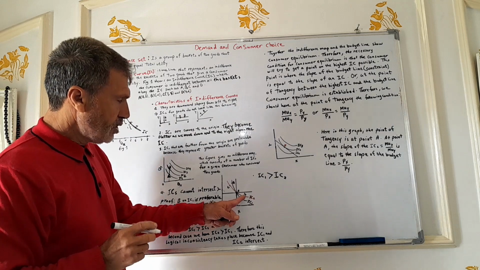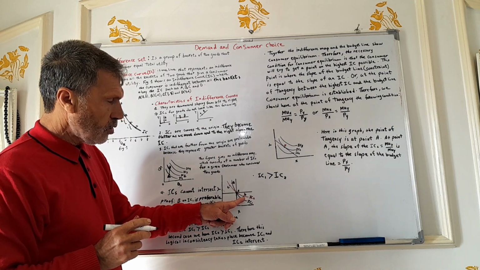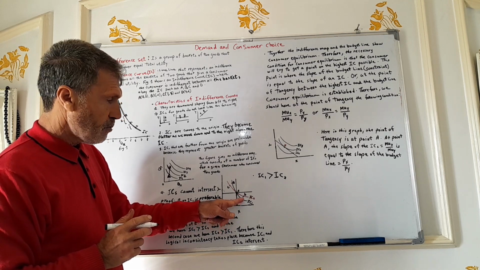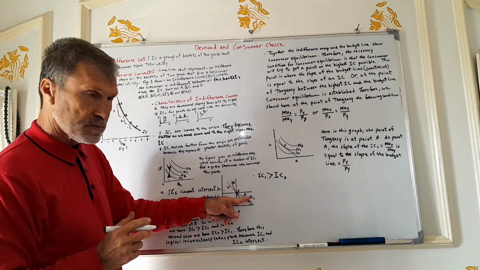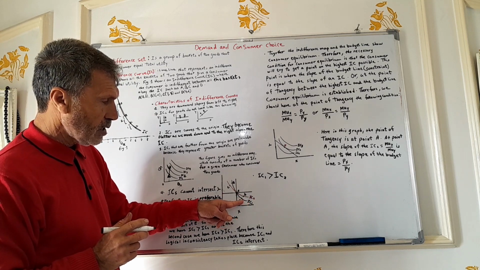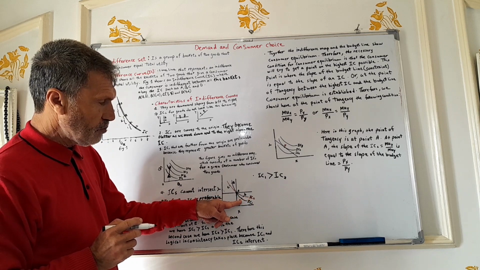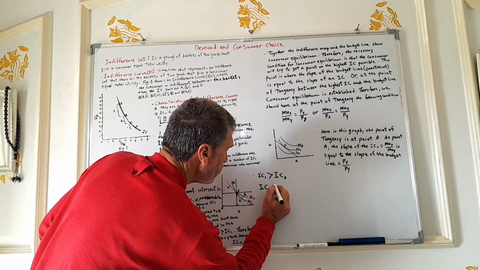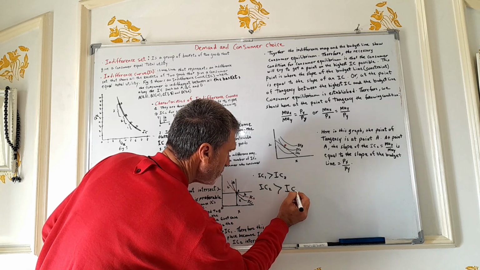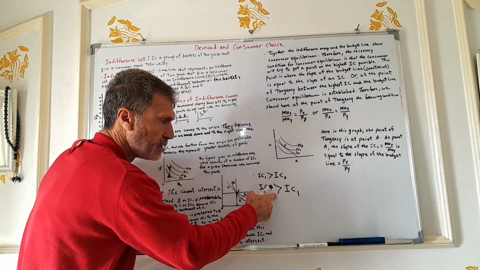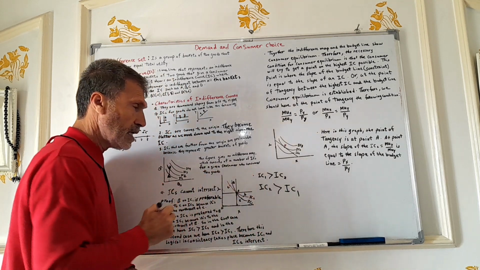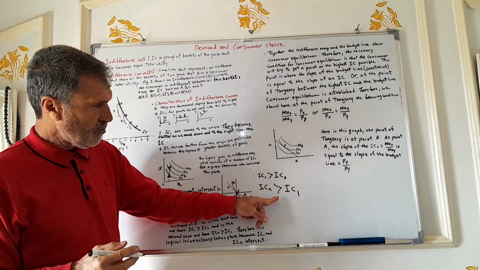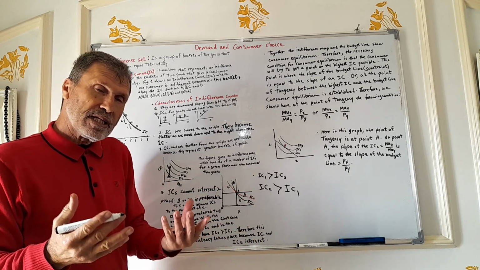Now look here. D is located to the northeast of E. So D is preferable to E. But D is located on IC2, and E is located on IC1. Therefore, IC2 is preferable to IC1. And here we see IC1 is preferable to IC2, and IC2 is preferable to IC1. And that is a contradiction.